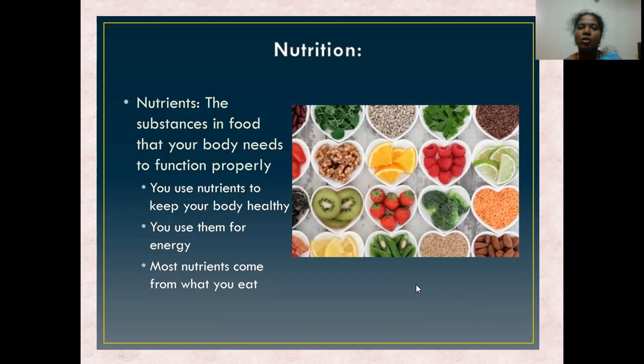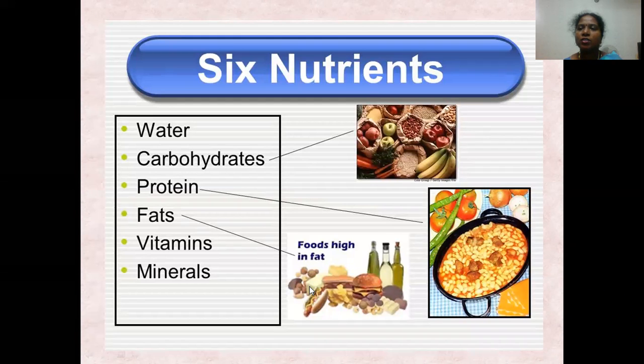Biochemistry deals with basically the nutrition that is good for health. The substances in food that our body needs to function properly are called nutrients. Nutrients are helpful to keep our body healthy. These are the nutrient sources. We can use them for energy production, and most of the nutrients we obtain from the food we eat. The main six nutrients are water, carbohydrates, proteins, fats, vitamins, and minerals. So these are the carbohydrate-rich foods, these are the protein-rich foods, and these are the foods rich in fat.